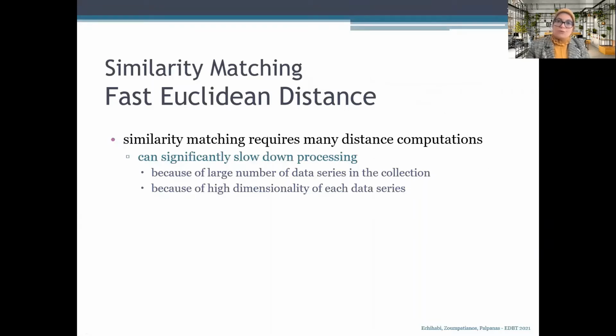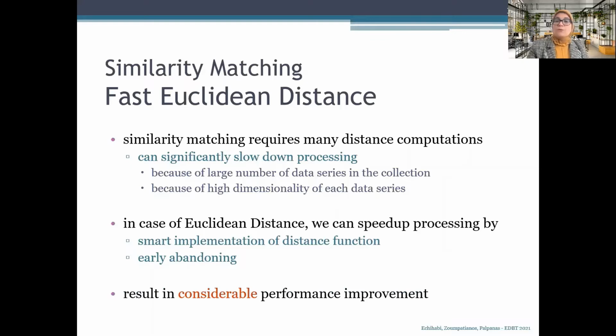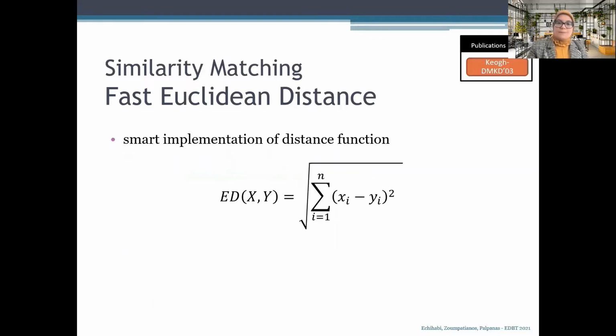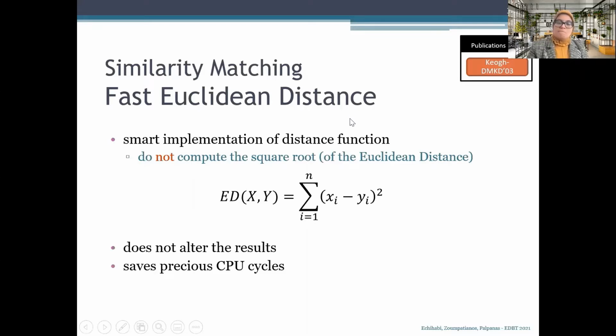One possible solution to improve the query answering time is by reducing the cost of the distance computations, because these can significantly slow down processes because of the large number of data series in the collection and the high dimensionality of each data series. In the case of the Euclidean distance, we can speed up processing by a smart implementation of the distance function and early abandoning. Both result in significant performance improvements. A smart implementation of the distance function consists of avoiding calculating the square root of the distance. This does not alter the result and saves precious CPU cycles.